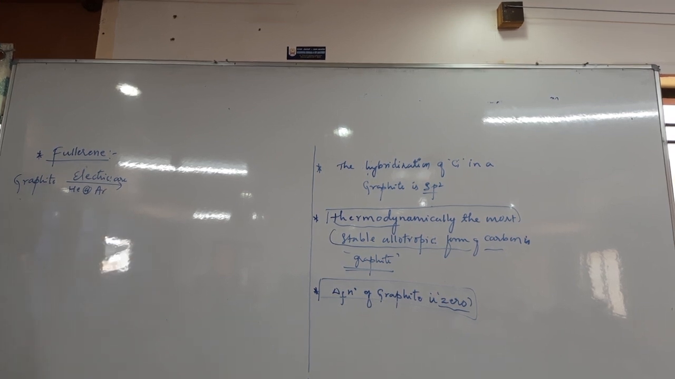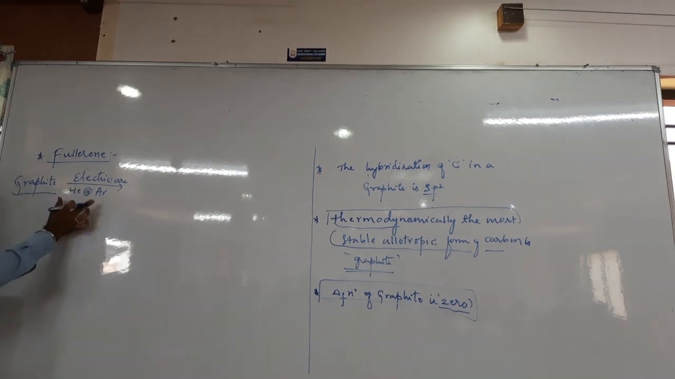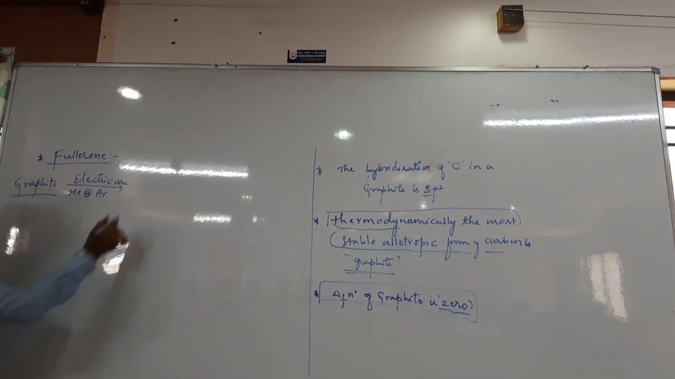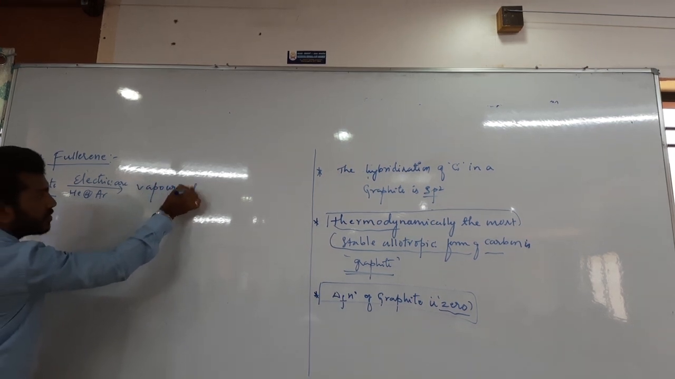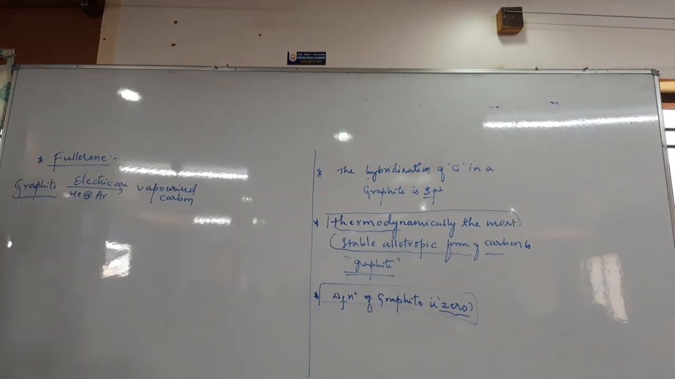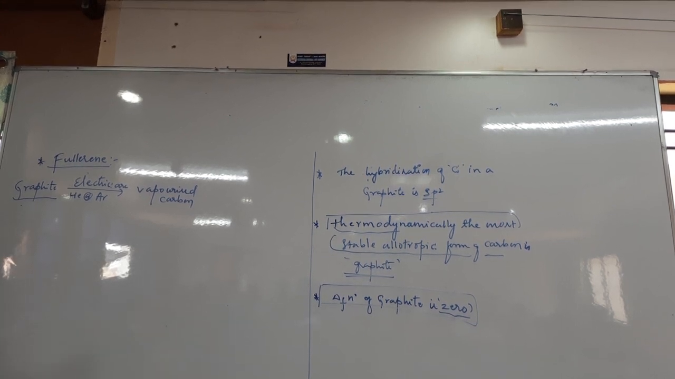In the presence of noble gases. So we are heating graphite in an electric arc in the presence of noble gases like helium or argon, and then what we get is vaporized carbon. Since we get vaporized carbon, after condensation of this vaporized carbon we are going to get sooty fullerene.